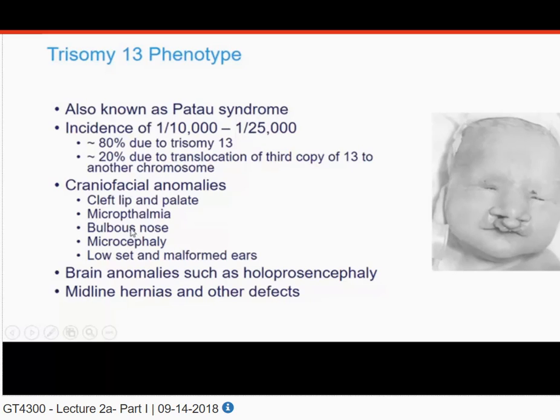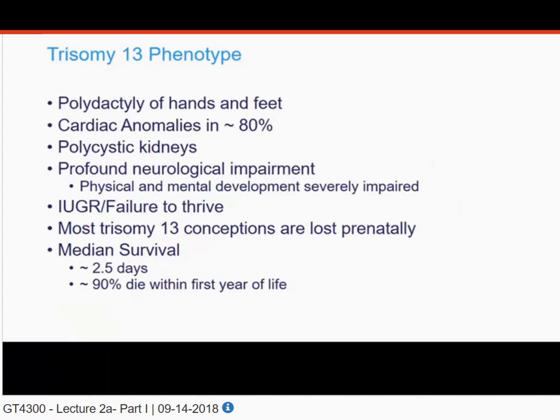Major craniofacial anomalies, microcephaly, brain anomalies. There's holoprosencephaly, where instead of the brain having two lobes, they can have complete or incomplete holoprosencephaly, where it really starts to look like just one lobe. They have some very severe features otherwise, and again, profound neurological impairment. And we're talking about median survival, unless they're mosaic, of days instead of weeks or months.